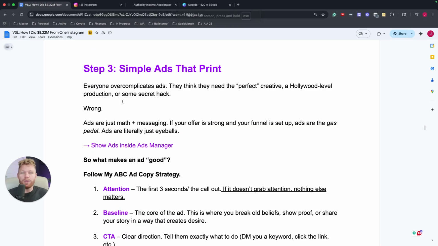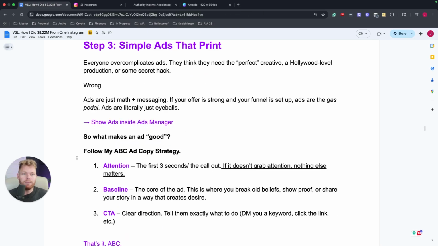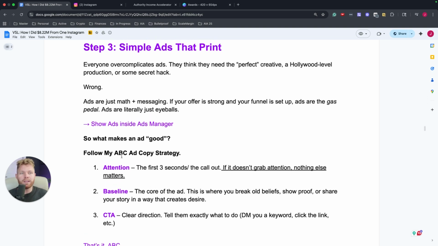So really, what makes a good ad? It's about the copy. The copy is what makes a good ad. You could have the best video in the world, but if you don't have good copy, it's not going to convert. So I break it down into a very simple ad copy strategy. This is 7 years of ad copy broken down into ABC. That's what I call it, the ABC ad copy strategy.